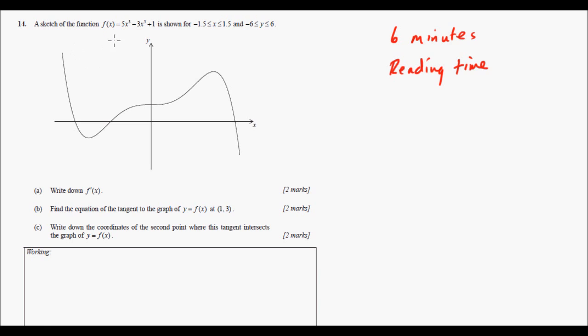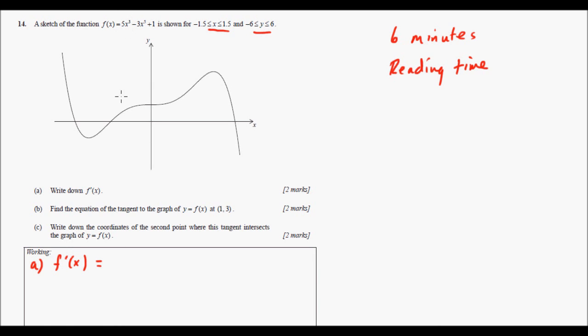A sketch of the function f of x equals 5x to the third minus 3x to the fifth plus 1 is shown. Okay, and then they restrict the domain here and the range, which is nice because we'll be able to look at this on the calculator. Okay, so write down f prime of x, or the derivative. These calculus problems always start the same way.